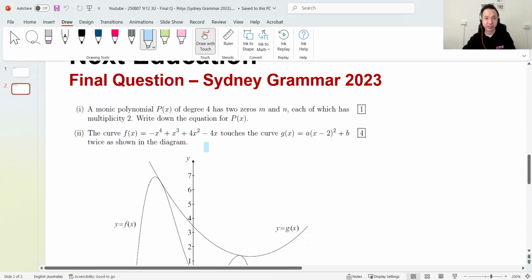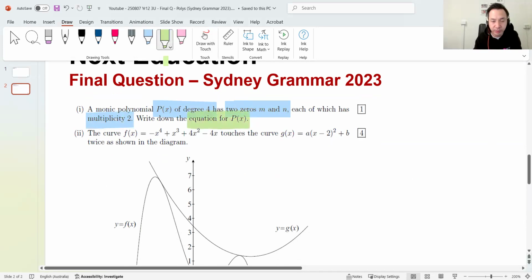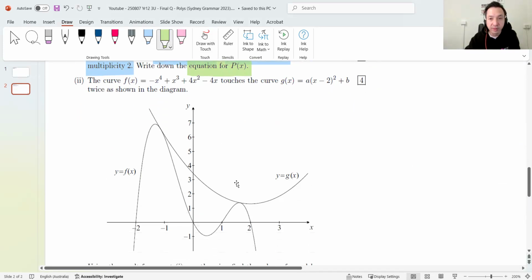So, Sydney Grammar 2023. All right, let's have a read. So, monic polynomial degree 4, okay, that's information, has zeros, so roots of m and n. Two zeros. Okay, powerful, must be double roots. Yep, multiplicity 2, perfect. Write down the equation. It's not too bad, just two perfect squares, right? Two double roots. All right, that's 1 mark.